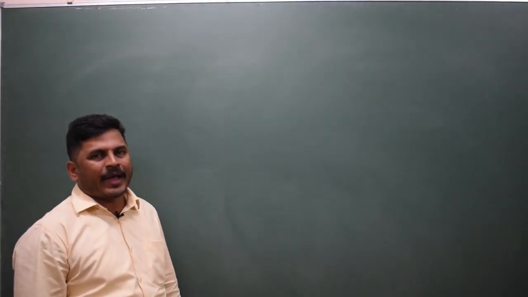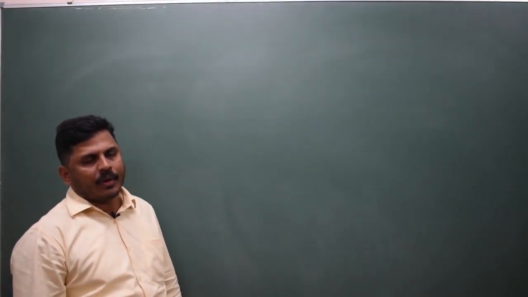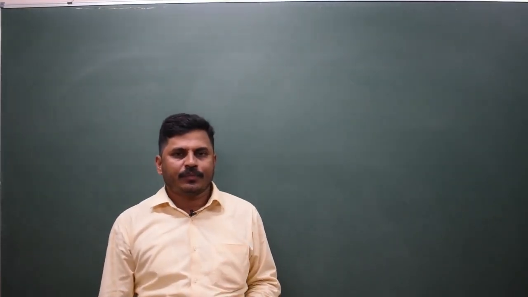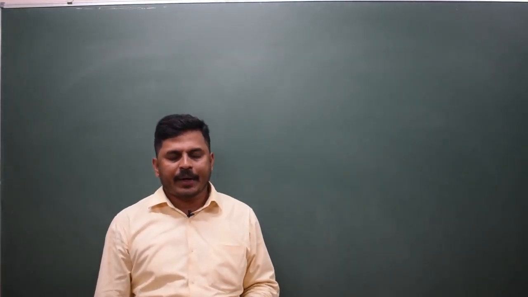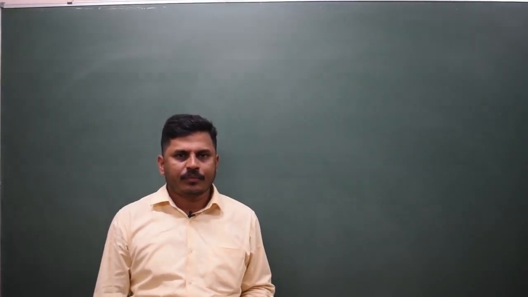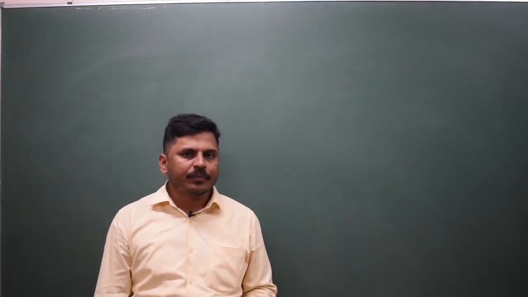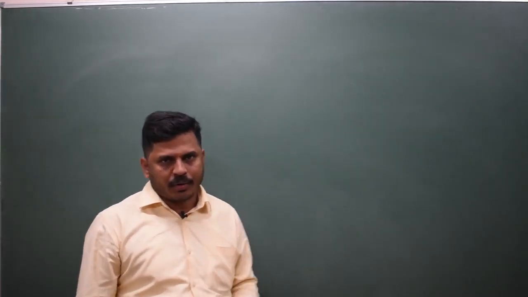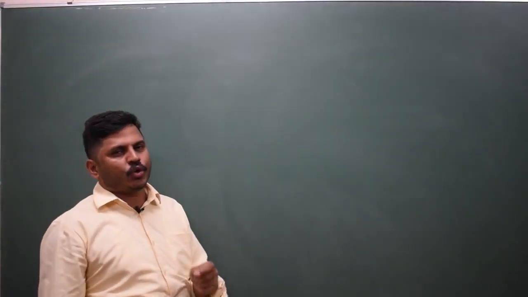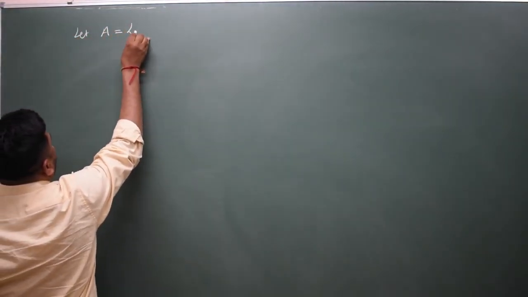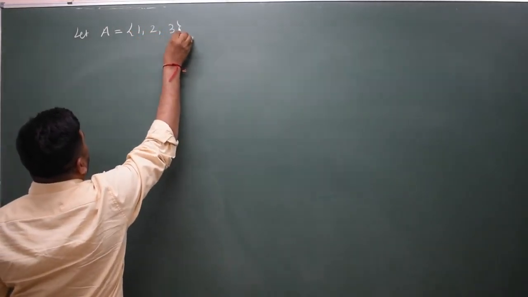I will take a finite set, and I will show you what we mean by only reflexive, only symmetric, only transitive, only reflexive and symmetric, only symmetric and transitive, and only reflexive and transitive, and all. So you have to write some examples. In that I will show you one example in each case. So I will take one finite set A equal to 1, 2, 3, with 3 elements.